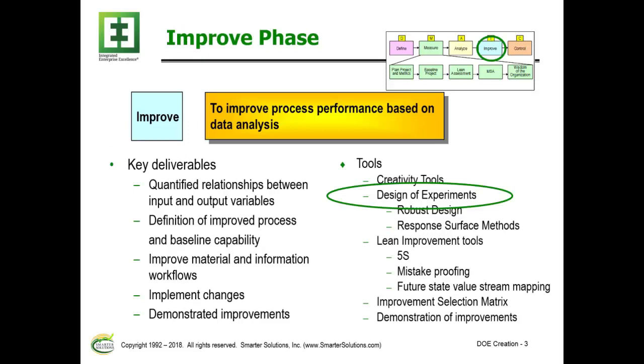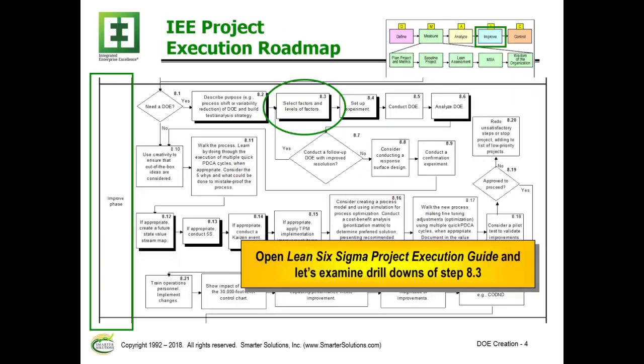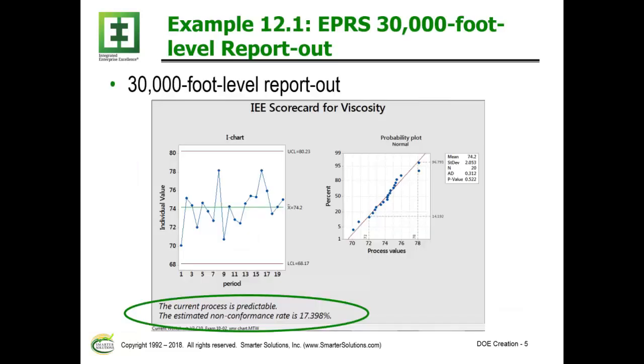So this is where we're at in the overall roadmap. Design of experiments is one part of the make improvement process. This is the portion of the design of experiment steps in the overall roadmap that we'll be talking about. There are some more drill downs available in the Lean Six Sigma Project Execution Guide, and we're basically walking through the implementation of those steps. So why do design of experiments?